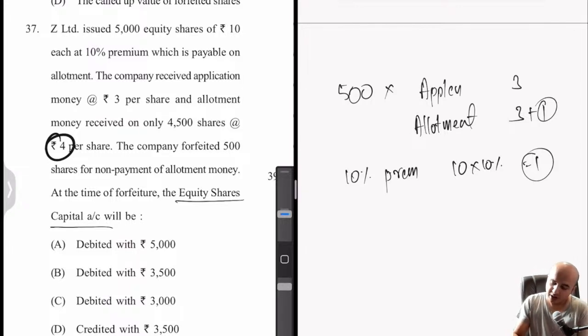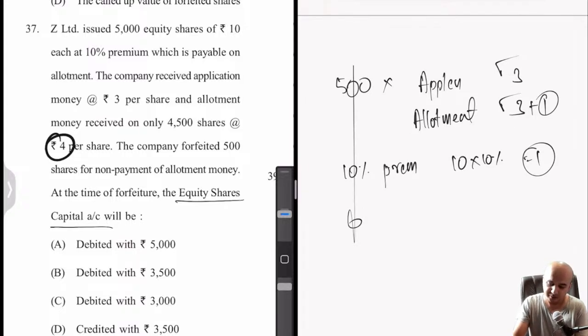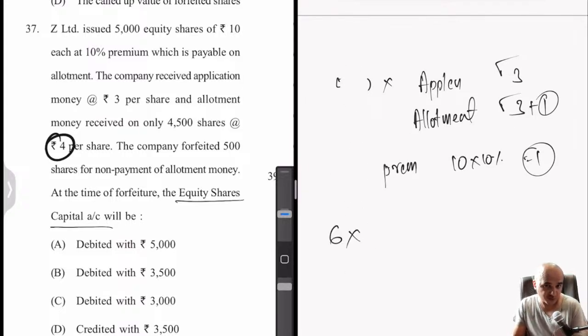Okay. So now application allotment 6 rupees in total. So if it is 6 rupees in total, how many shares are being forfeited now? Application is 3, right? Securities premium.